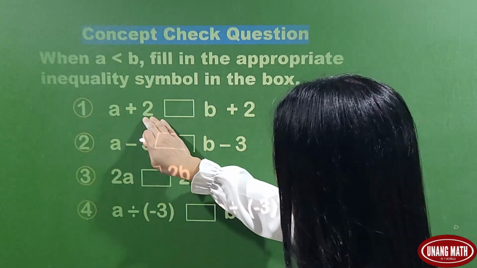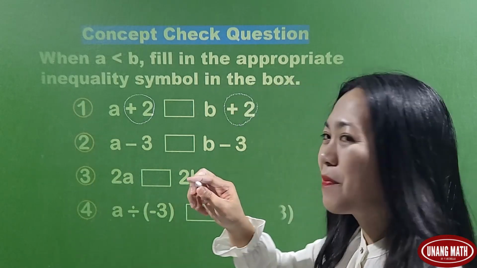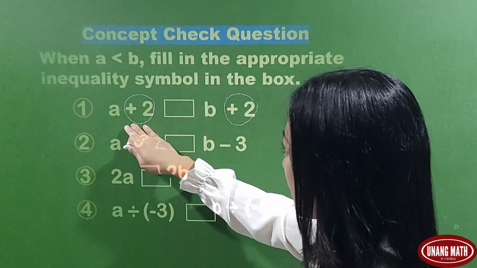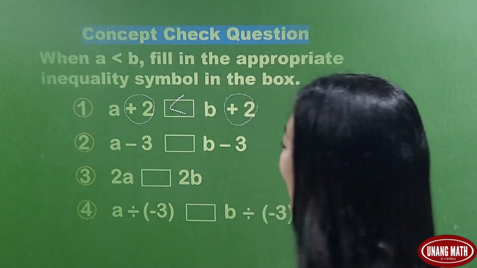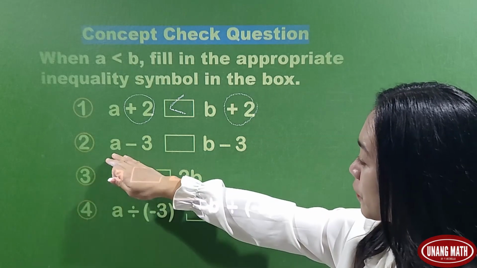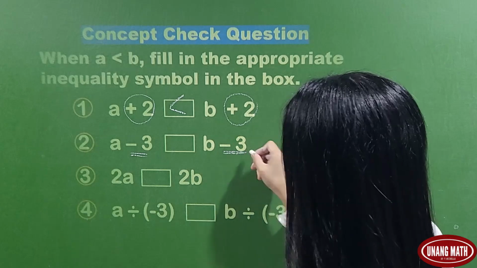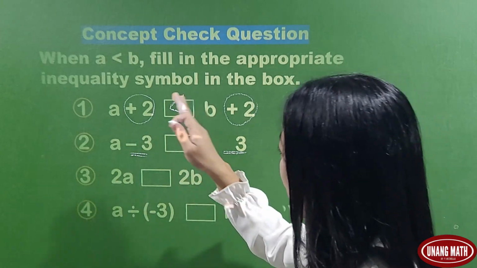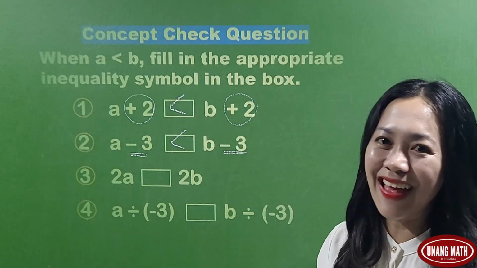Okay, A plus 2, here is B plus 2. So we added the same positive number, so our inequality symbol will not change. So this is still less than. Okay, what about number 2? As you can see, we subtracted the same number on both sides of the inequality. So our symbol will not change. So this is still less than.